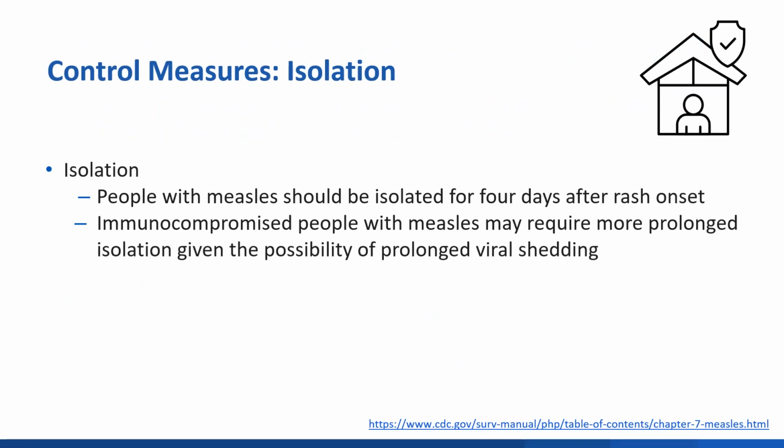Another control measure is to isolate patients with measles while they are infectious. So recall that people with measles are considered infectious for 4 days before and 4 days after rash onset. Measles shedding typically drops off fairly rapidly after the rash onset for people without immunocompromise. Unfortunately, people with immunocompromising conditions or taking immunocompromising medications may require more prolonged isolation, given the possibility that they can shed measles for longer. And isolation should be tailored individually in that case, usually with the assistance of public health authorities.